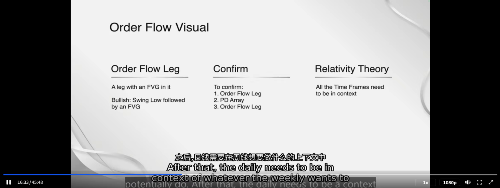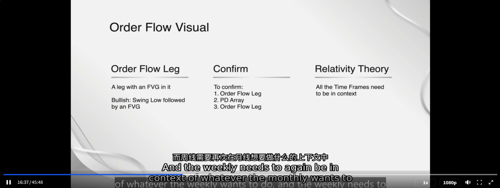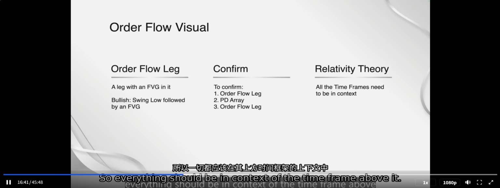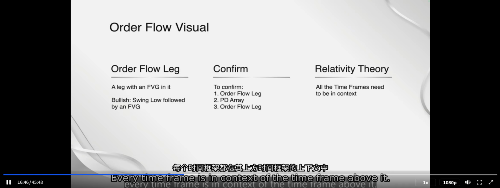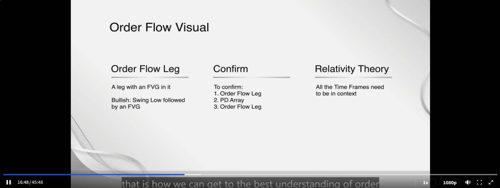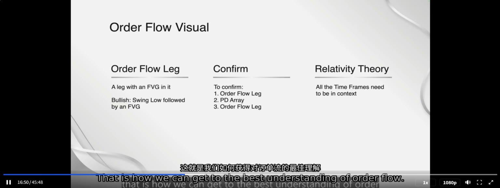After that, the daily needs to be in context of whatever the weekly wants to do. And the weekly needs to again be in context of whatever the monthly wants to do. So everything should be in context of the time frame above it. Every time frame is in context of the time frame above it. That is how we can get to the best understanding of order flow.